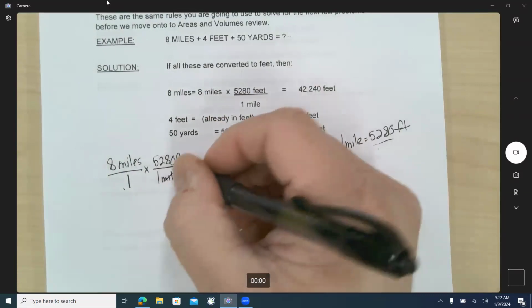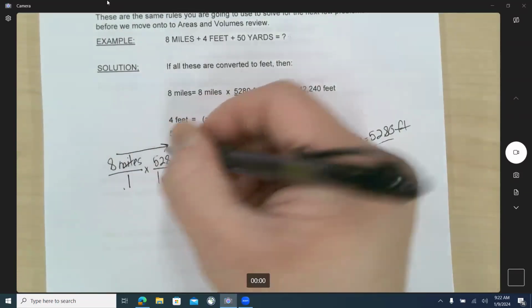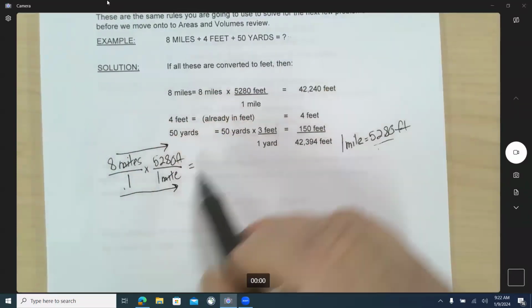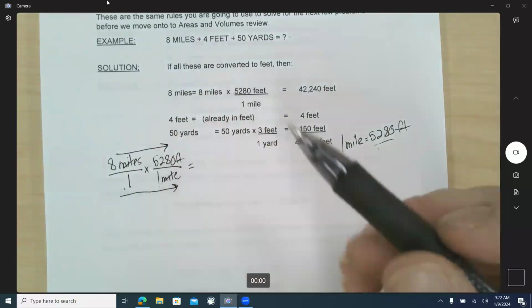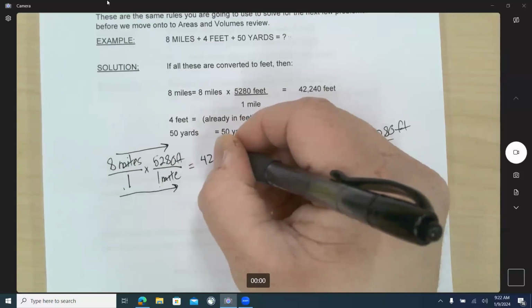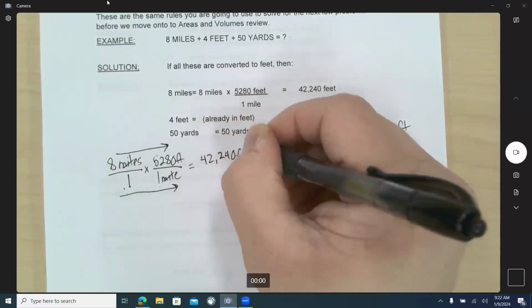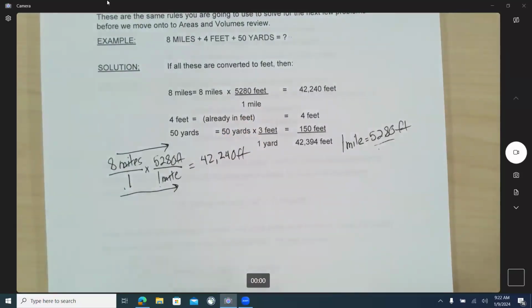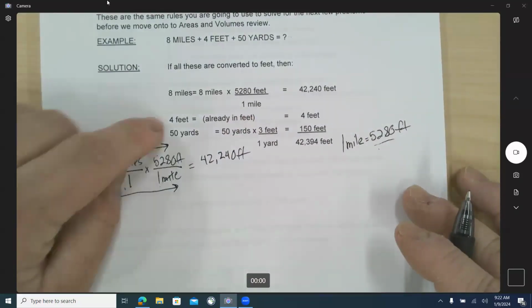And then you cancel that. You multiply this way and this way. But if you have ones on the bottom, it doesn't matter, does it? So this is 42,240 feet. Well, the next one is 50 yards, because 4 feet is 4 feet.